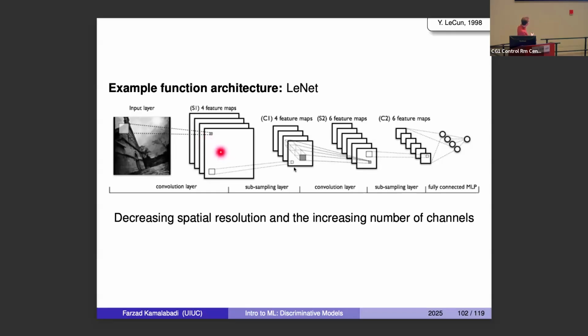Okay? And then in this case, it passes the 4 over here. This is 4 feature maps, but then it increases to 6. And then it performs another convolution. That's another convolution layer. And then another subsampling or max pooling. And then finally, it gets to the case where you have this fully connected last stage to the output of the neural net.